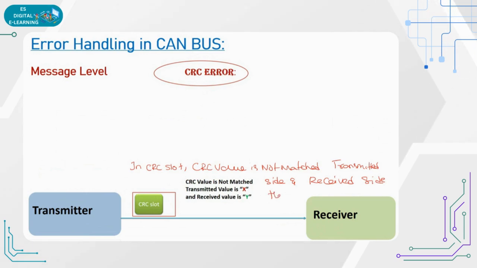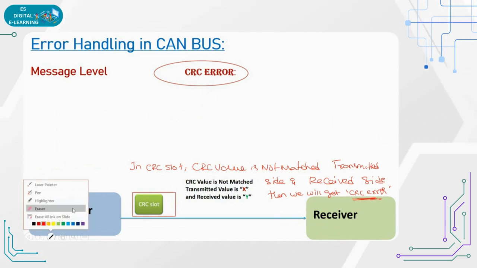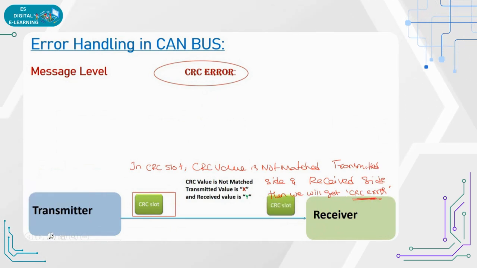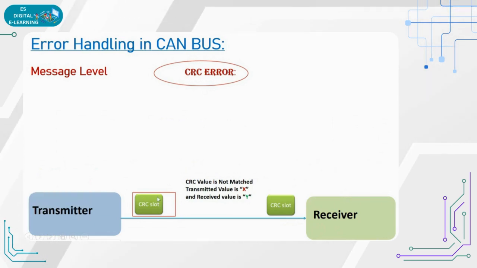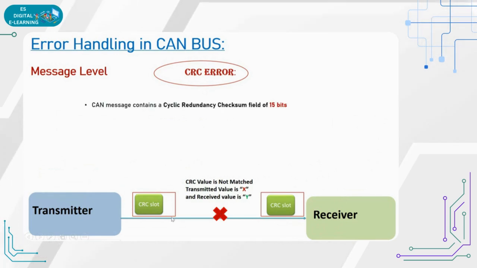So then we will get the CRC error. Okay, so like that you should write it in your notes. We have the CRC slot on the transmitter side, and the CRC slot on the receiver side. Whenever the data on the transmitting and receiving side is not matched, then we'll get the CRC error.